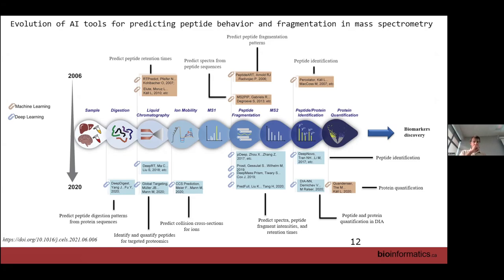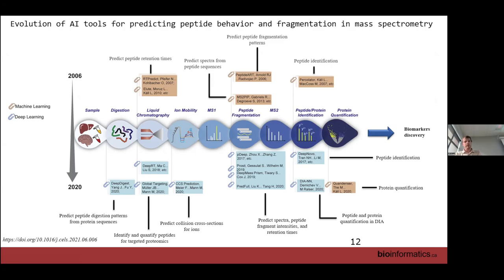So at the beginning, in the years 2006 to 2015, most were machine learning models to predict peptide retention time, predict spectra directly from peptide sequence or fragmentation patterns, and the last ones tried to perform peptide identification. They were not completely accurate, but that was the first step. And then deep learning arose, and now we have many tools for all these steps to identify and quantify peptides in DIA, for example, DIA-NN, if you are aware of it, and everything with the goal to go to the biomarker discovery step.